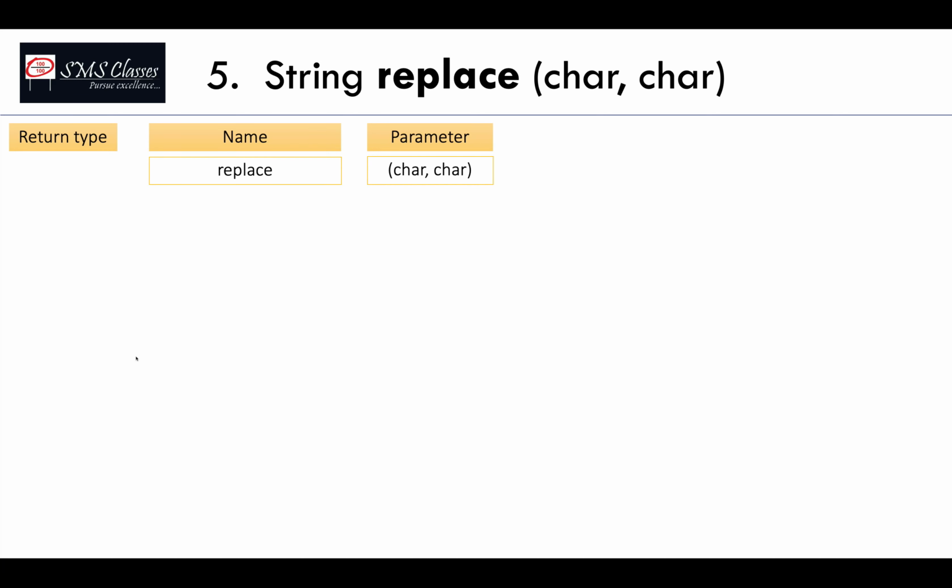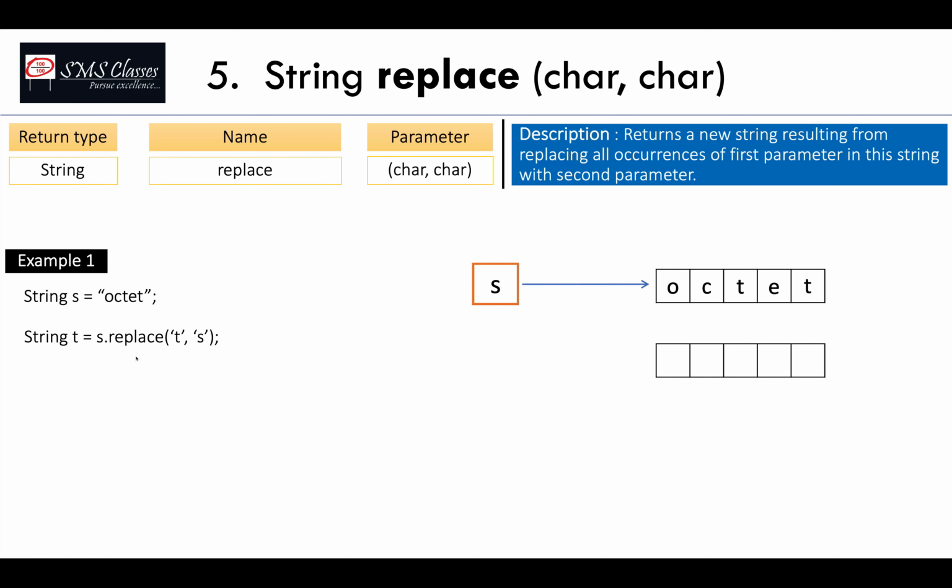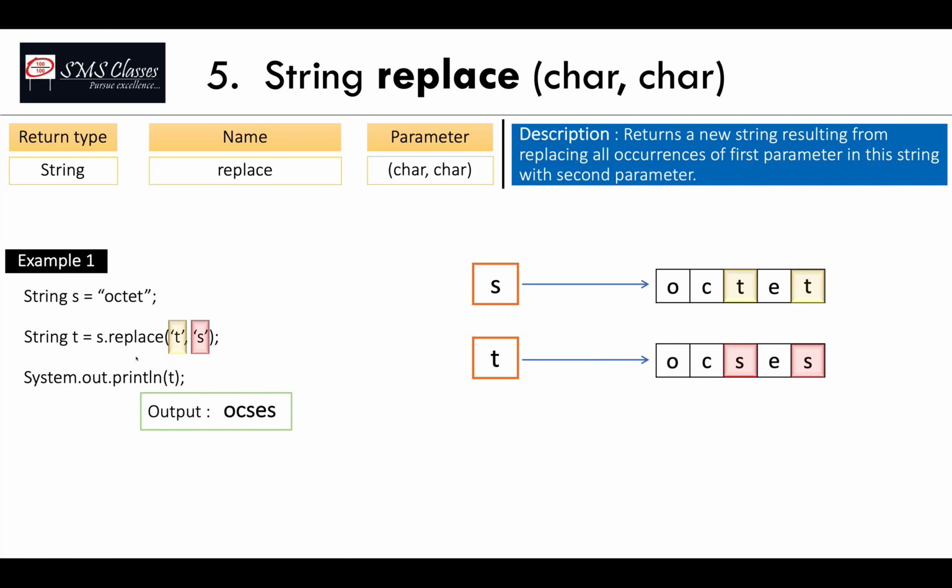The next method we'll learn is replace. As the method says, it's going to find the first character and replace that with the second character. So if we take an example octet and we call s dot replace t comma s. If you notice, there are two t's in the string. So it copies O as it is and C as it is. T it changes to S and E as it is. And the next T also it changes to S. So that is your string T. So if we print the output, it prints OCSCS.